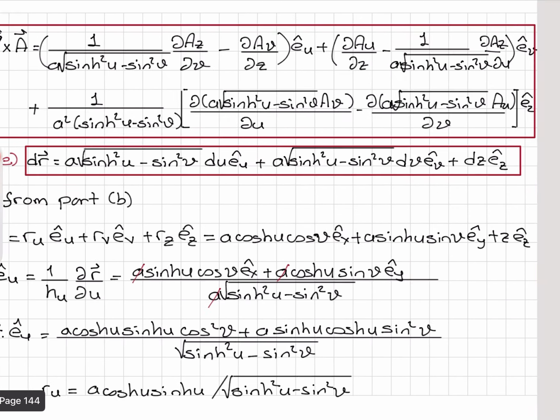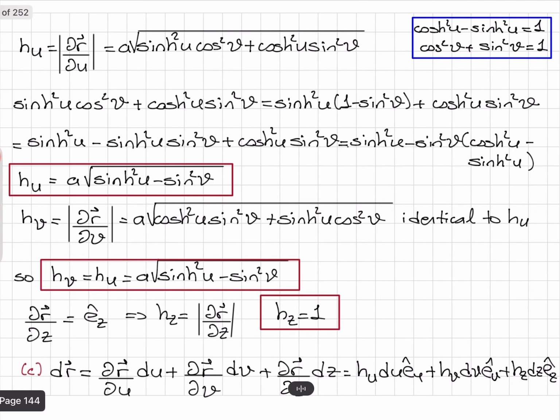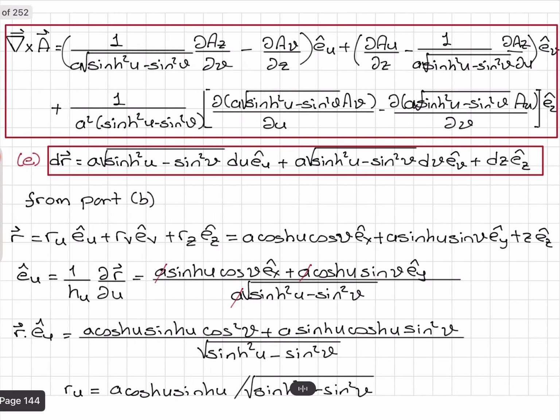All right. Since we already calculated the scale factors in part B, going back to part B, hc is equal to 1, hu and hv were equal, a square root of sine hyperbolic squared u minus sine squared v. The displacement vector is hu du eu hat plus hv dv ev hat plus hc dz ez hat, because dr is equal to del r del u du plus del r del v dv plus del r del z dz. So that's a simple result.